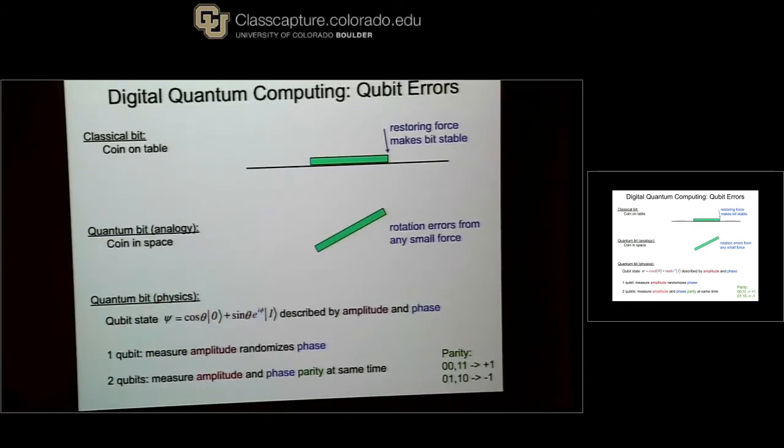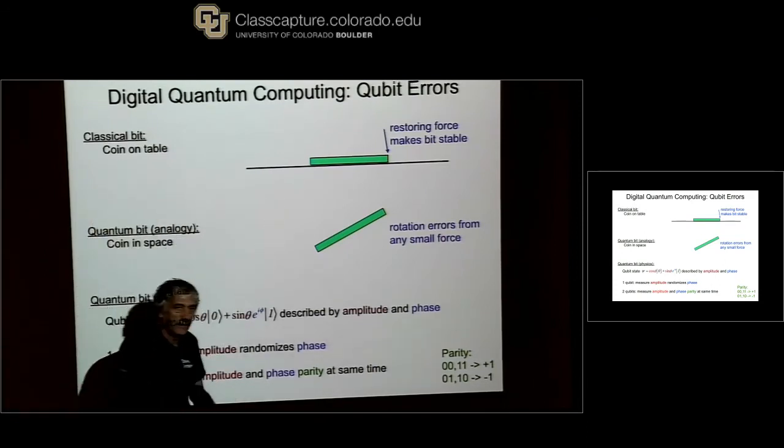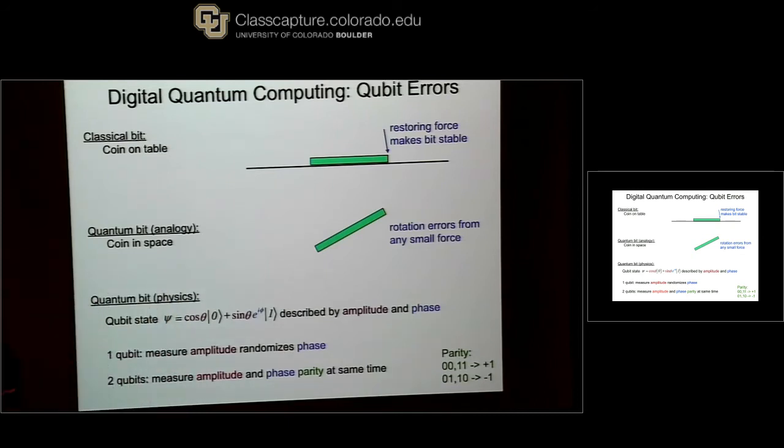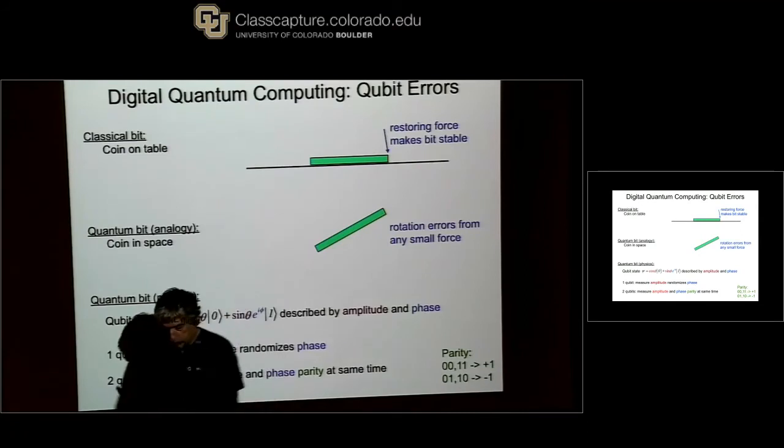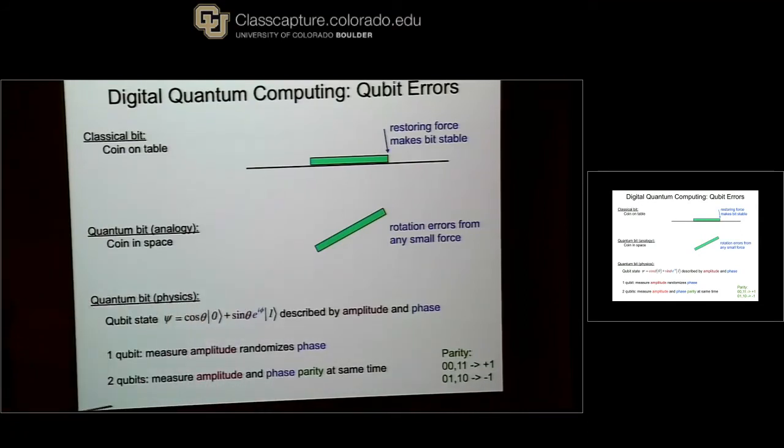Let's talk about qubit errors. This is just a very general discussion. We have classical bits. You can think of that as a coin on a table. When the coin sits on the table, there's a force holding it on the table. There's dissipation. And because there's only the up state and down state of the coin, that's a very stable state. If you jiggle it a little bit, because there's a restoring force and dissipation, the 0 and 1 states classically are very stable, intrinsically stable.